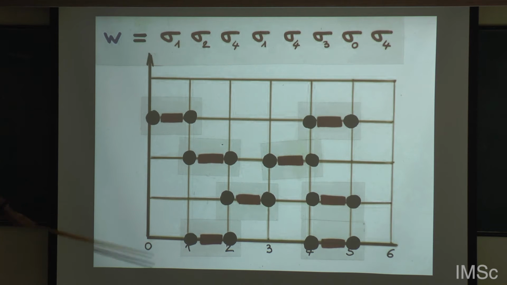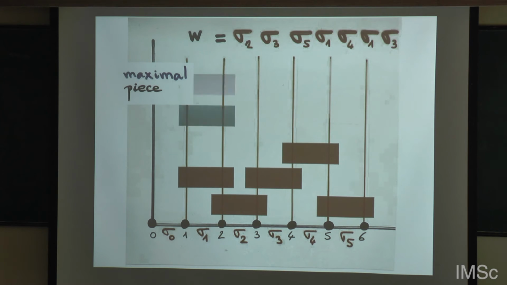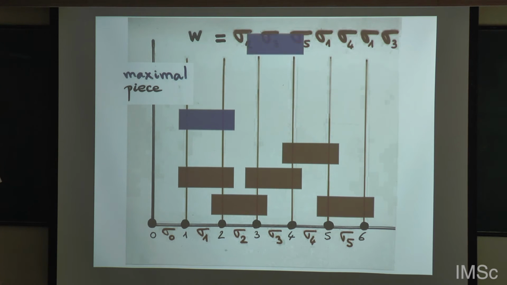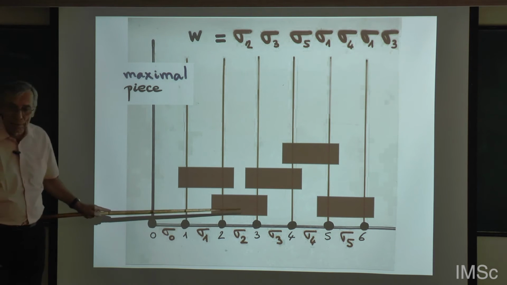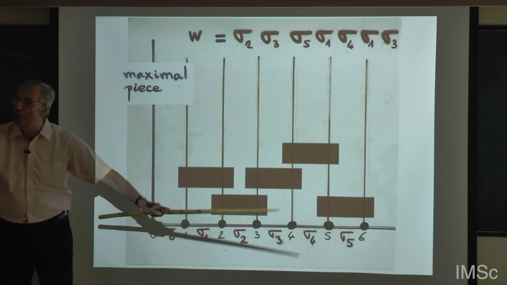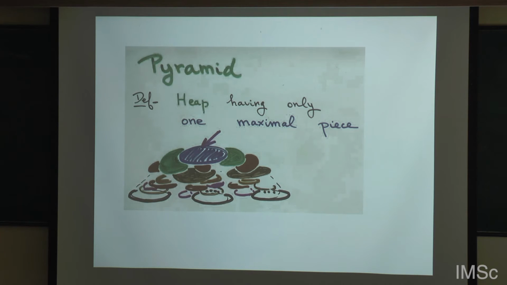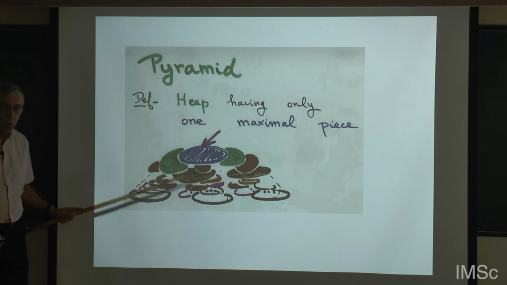So for example, this word gives this, and now I need the definition of a maximal piece. When you have a heap like this, so I take the same heap of dimers, and the blue pieces are maximal pieces. Maximal piece means you can delete them. They can evaporate from the heap without touching anybody else. The dual notion will be minimal piece, which are exactly the pieces on the floor level. So there is maximal piece, minimal piece. And the pyramid definition is a heap of dimers, or heaps of much more general pieces, having only one maximal piece.